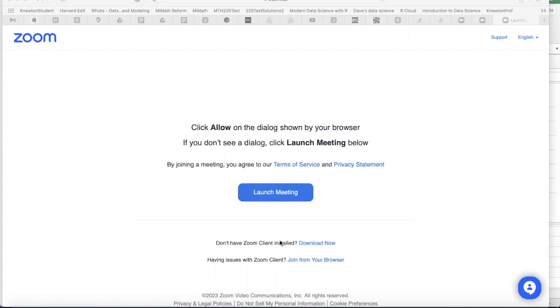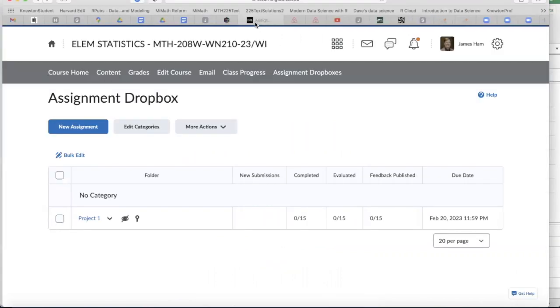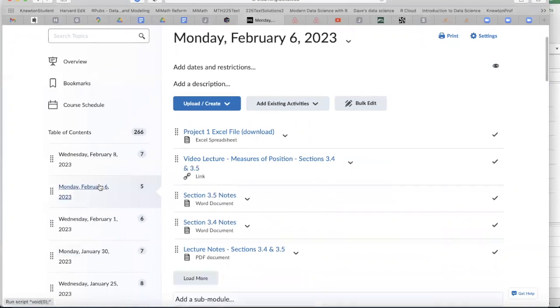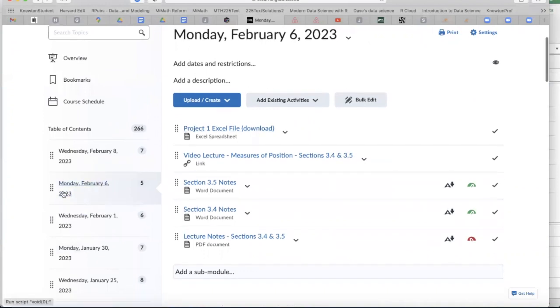Go ahead and go to the e-learning site of Delta and go into the content folder. I did send you an email, and you may have the data file already, but if not, it's sitting in the Monday, February 6th folder, Project 1 Excel download. This is one of those where you don't click on it. If you click on it, then it'll take you to a file you really can't read.